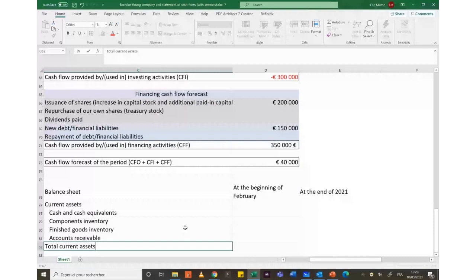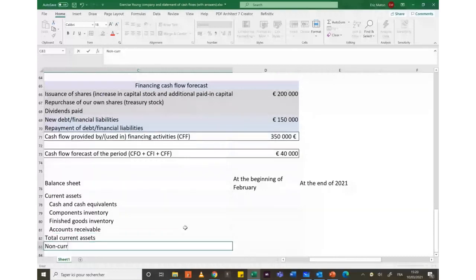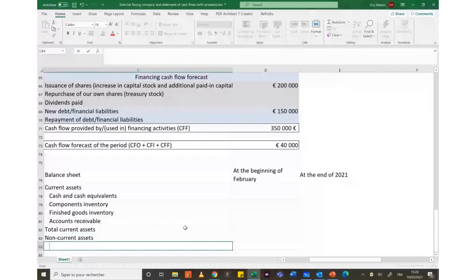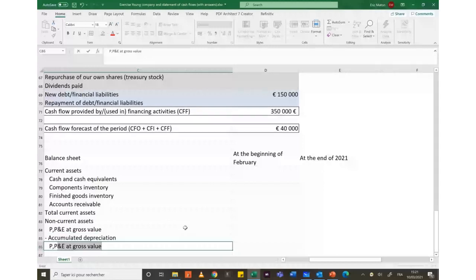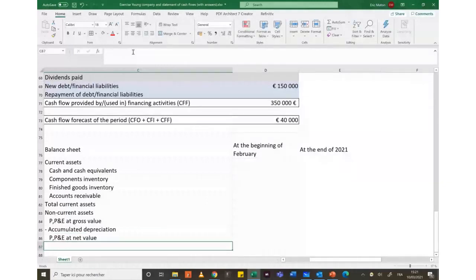After we have the non-current assets. In the non-current assets, we have property, plant and equipment at net value, or we can start at gross value, minus accumulated depreciation. Now we have the property, plant and equipment at net value. So now we have the total non-current assets. So now we have the total assets.